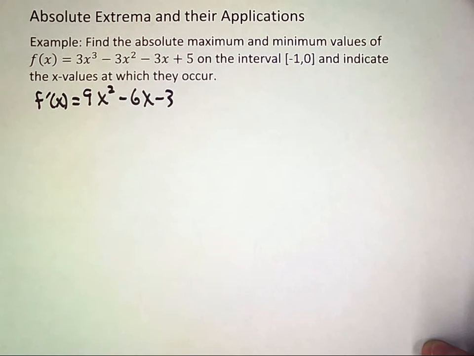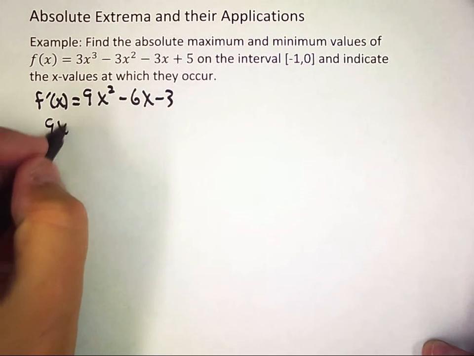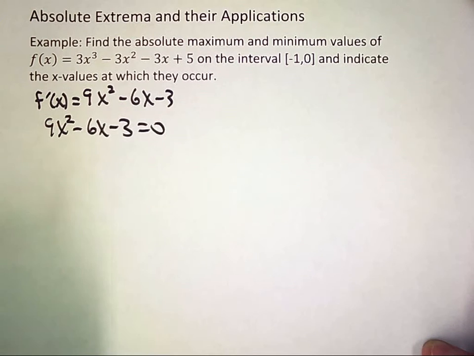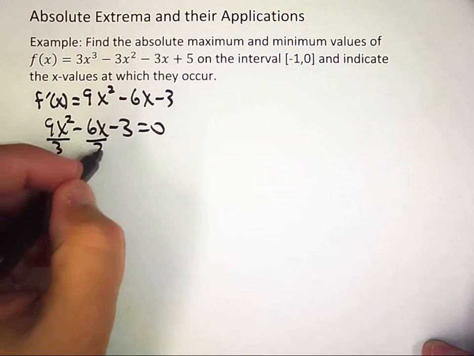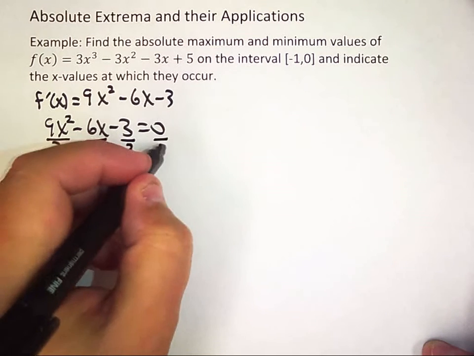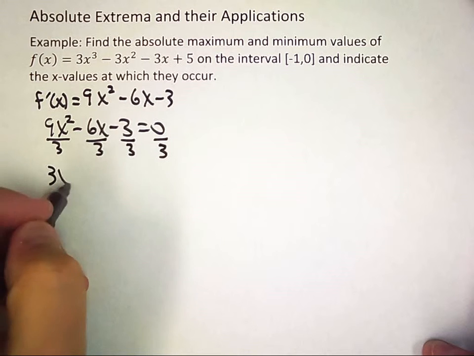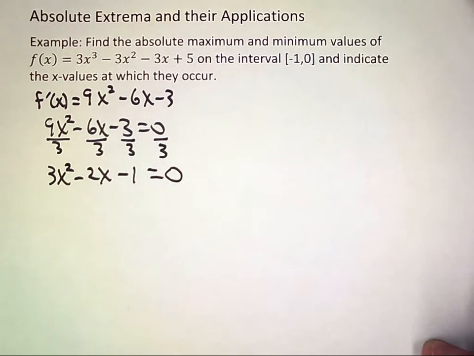So go back to your thought processes in your work with relative extrema. Then what do you do? You take the derivative and set it equal to 0. So you get 9x squared minus 6x minus 3 is equal to 0. And before you get too carried away, remember, if you can divide through by some number and make the number smaller, you're much better off. And I noticed that everything will divide by 3. So I end up with 3x squared minus 2x minus 1 is equal to 0.